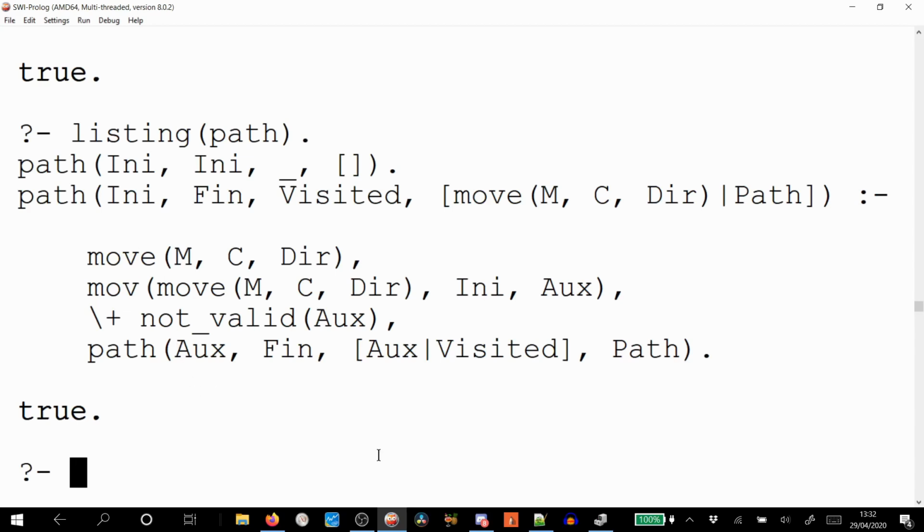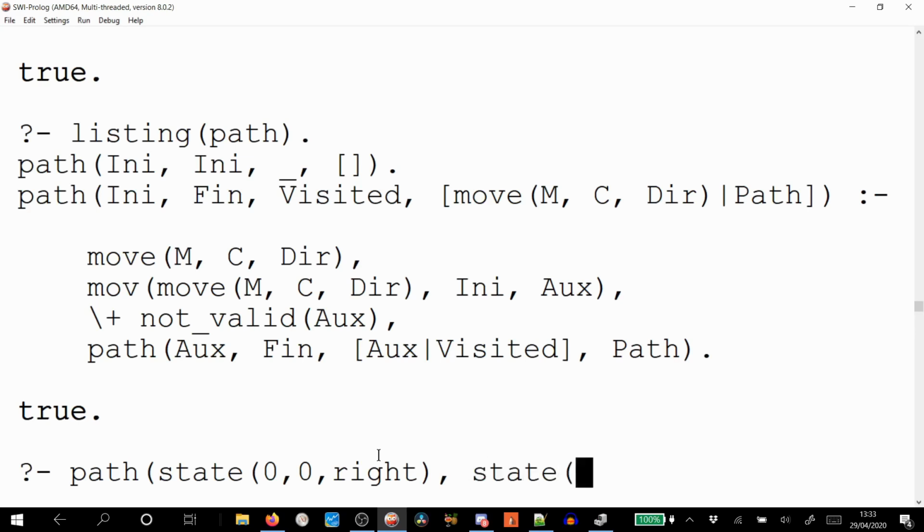Recursion. Okay, how do we make this call? What is the initial state for us? Go to find a path from the state. What is our initial state? It is 0, 0, and the boat to the right. What is our final state? 3, 3, and it doesn't matter about the boat, but it will be to the left at the end.